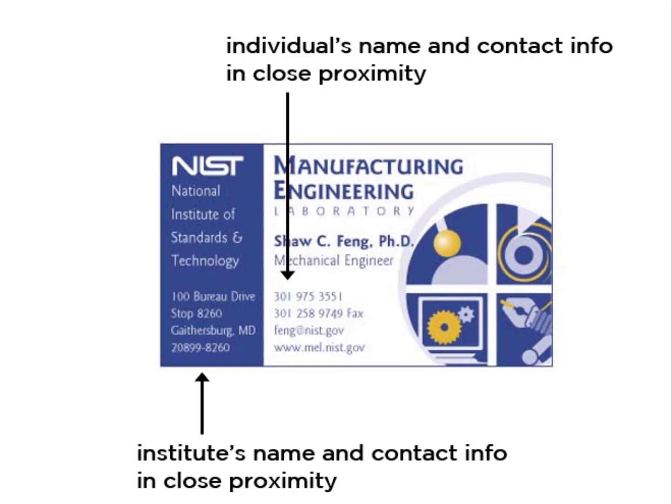On the cover of this annual report, the logos of the two authoring organizations appear in close proximity. On this business card, the individual person's name and contact info is in close proximity, while the institute's name and contact info is also in close proximity. And you can see contrasting colors separate the information and create visual difference. So again, we're seeing these elements layer together.